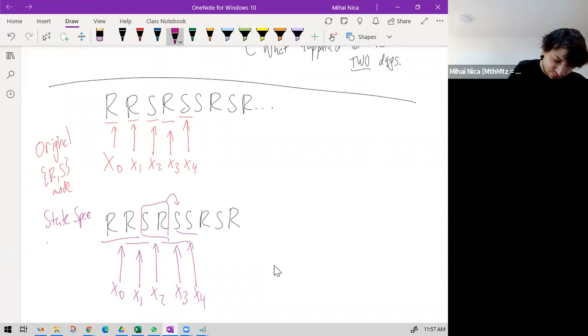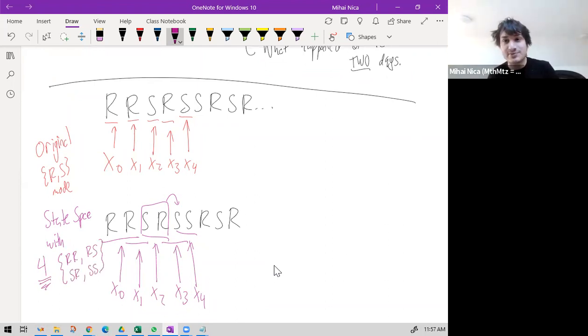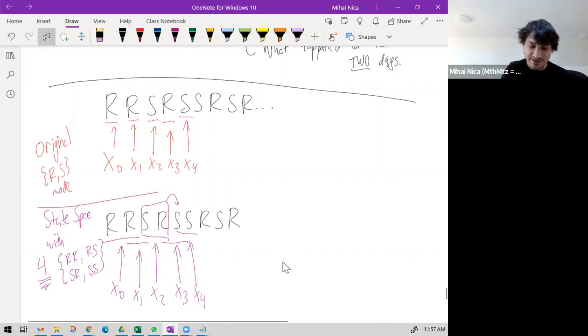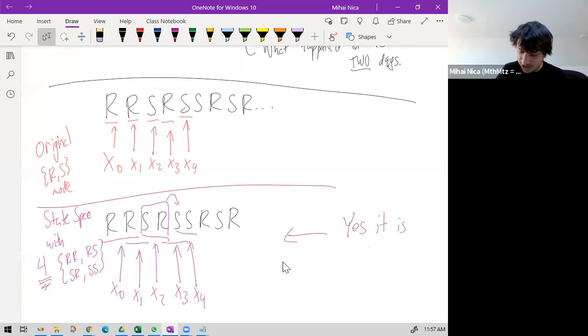State space with four states, and the states are RR, RS, SR, and SS. Now I think it makes sense. And the rules of the game tell you the probability of the next thing in the sequence, and you can use that to figure out the next thing in your Markov chain. And so with this state space, it really is, yes, it is a Markov chain.